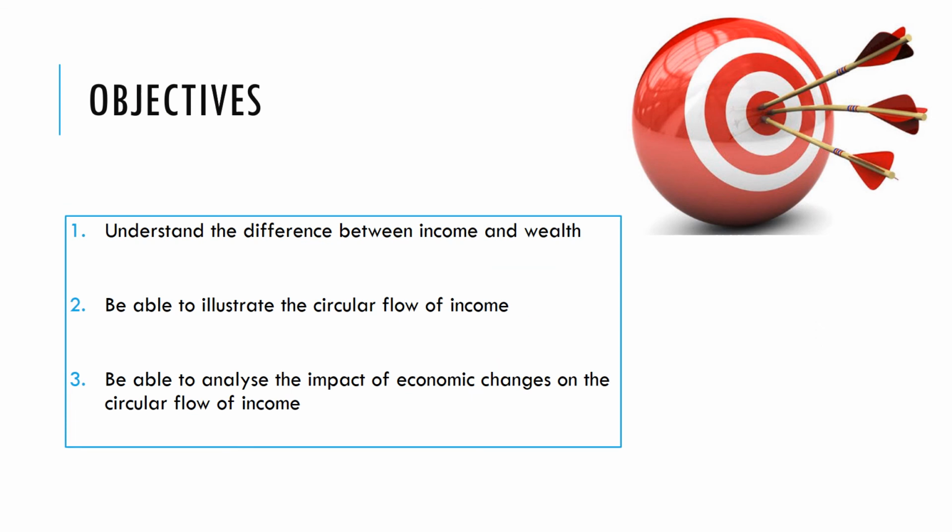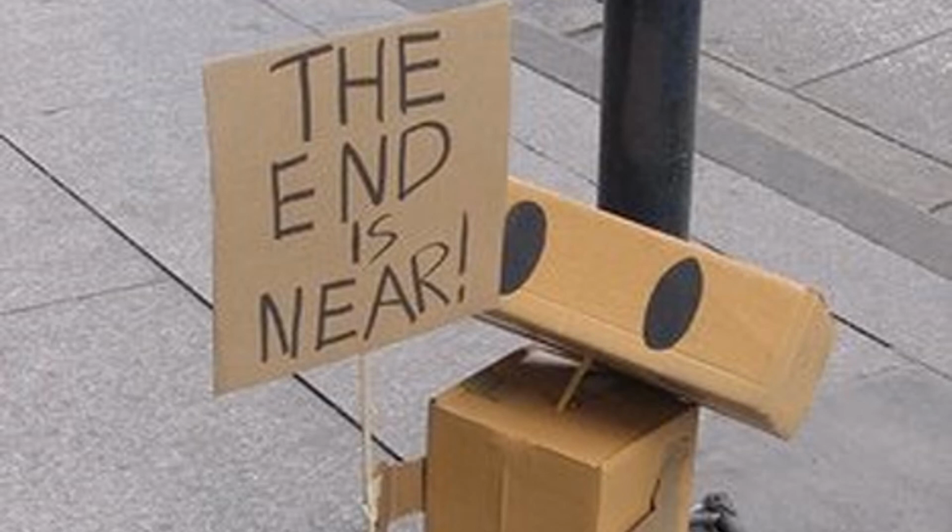So in this video, we've looked at the difference between income and wealth, and then we've used this concept of income to look at the flows of income around the economy, and then using the idea of injections and withdrawals to predict what might change in our circular flow. And lastly, we can use this model to look at the impact of economic changes on the circular flow and make predictions or try and explain increases in national income or GDP. That's it. Thank you very much.